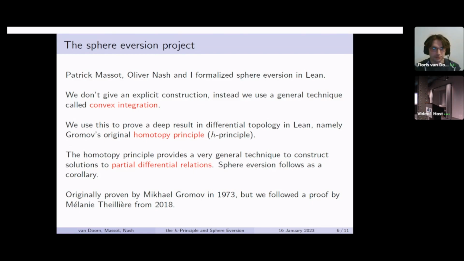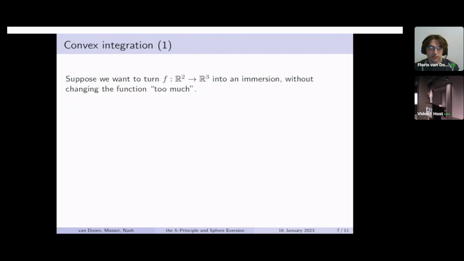So what is convex integration? Consider a function from the real plane to R3. We view this real plane maybe as some patch of the sphere, and we map this patch of the sphere into R3. Maybe this map is not yet an immersion, but we want to change it into an immersion without changing the function too much. So we want to find an immersion that is close to f.